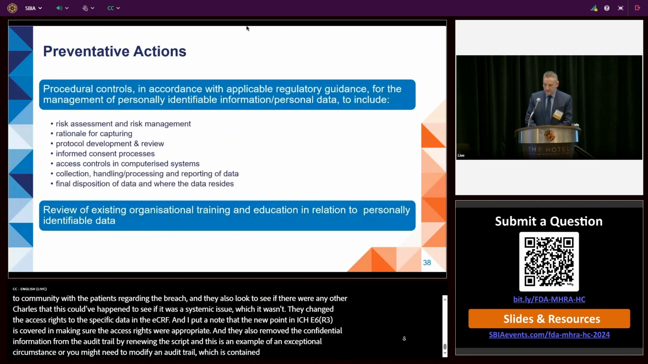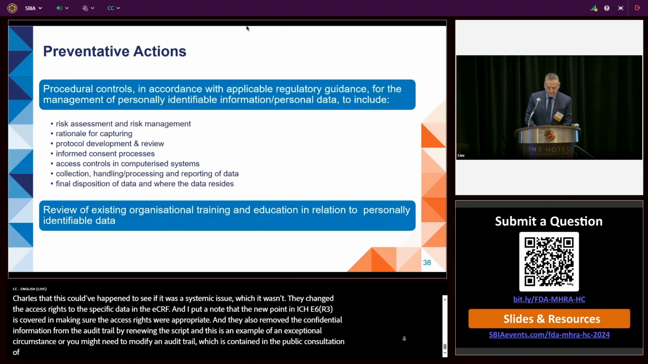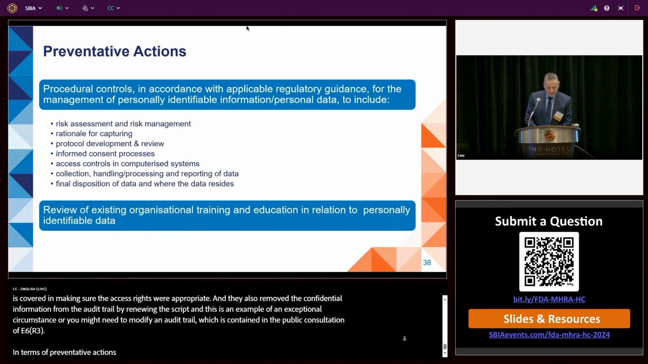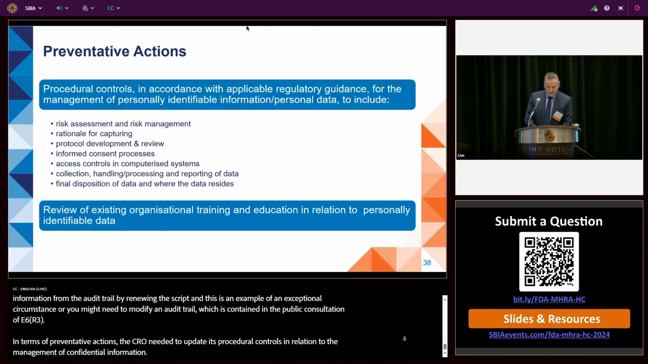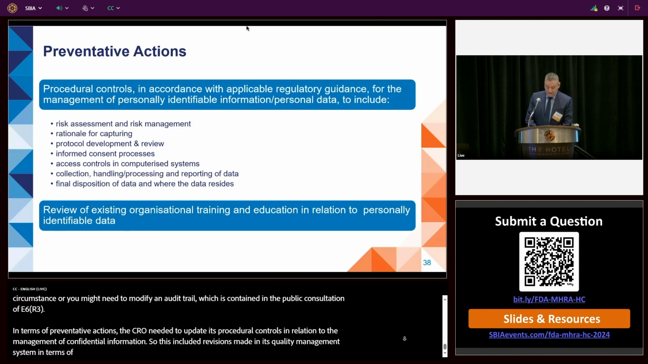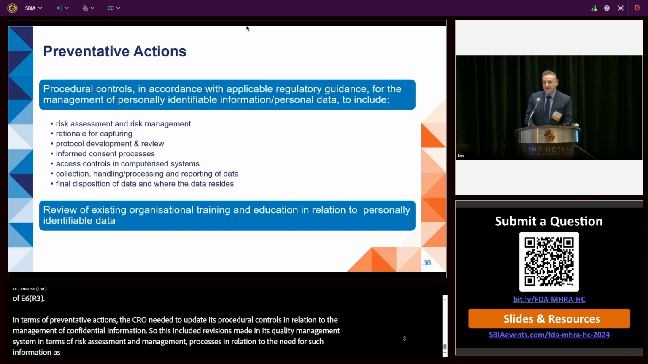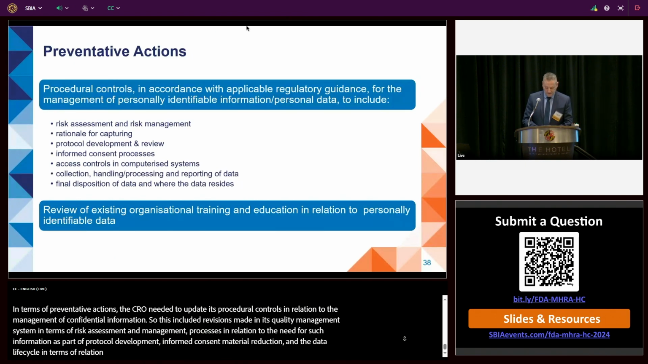In terms of preventative actions, the CRO needed to update its procedural controls in relation to the management of confidential information. So this included revisions made in its quality management system in terms of risk assessment and management processes in relation to the need for such information as part of protocol development, and informed consent materials production, and the data life cycle in relation to confidential data. And of course, making sure that everybody is trained in all these procedures as well.